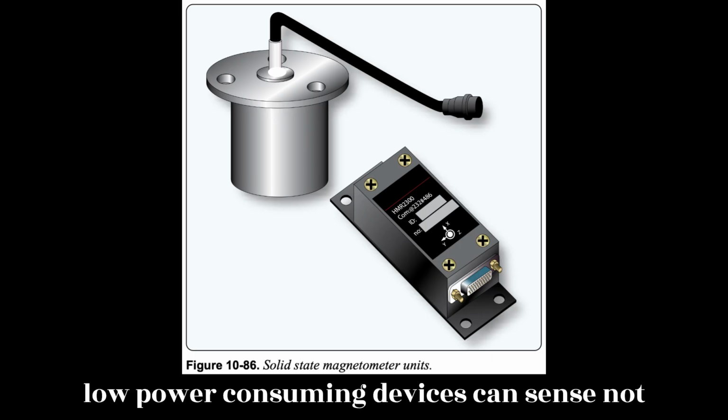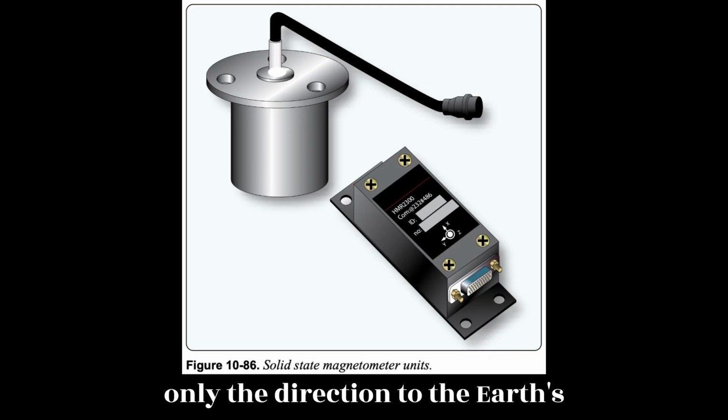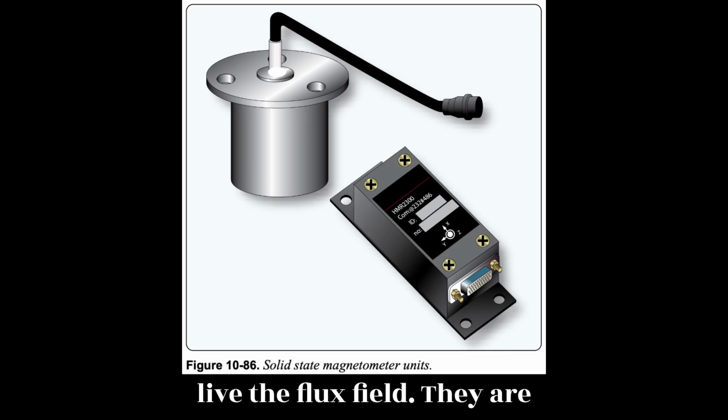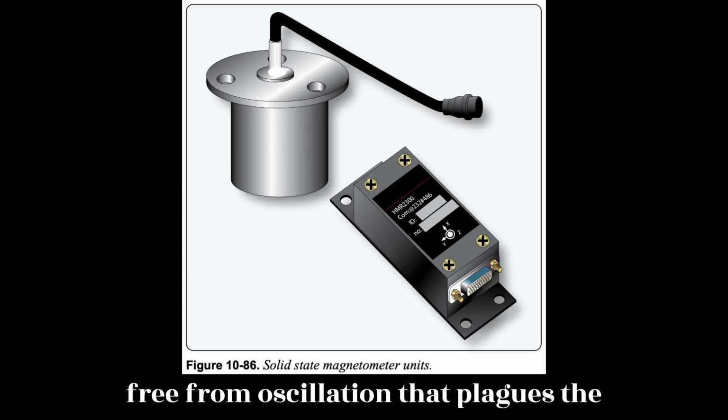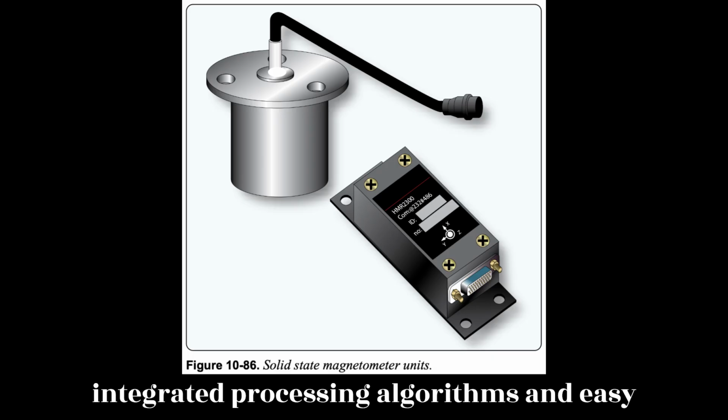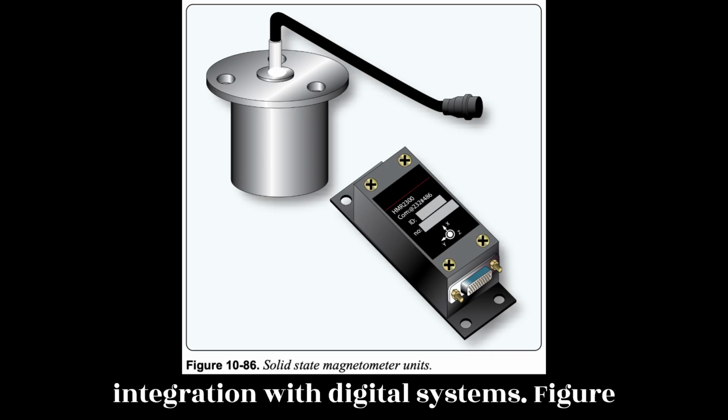These low-power consuming devices can sense not only the direction to the Earth's magnetic poles, but also the angle of the flux field. They are free from oscillation that plagues a standard magnetic compass. They feature integrated processing algorithms and easy integration with digital systems. Figure 10-86.